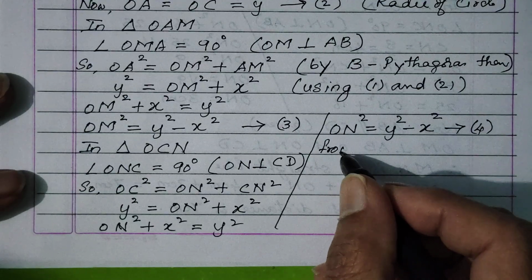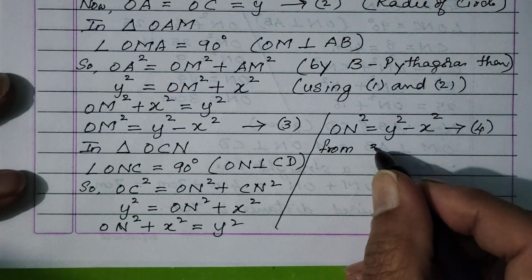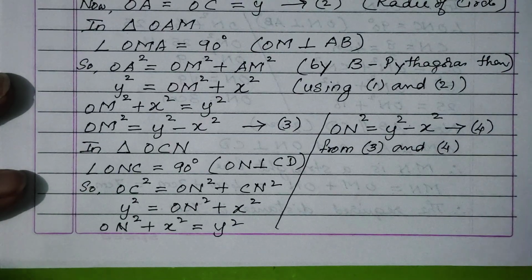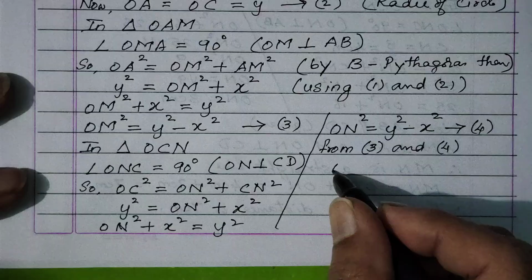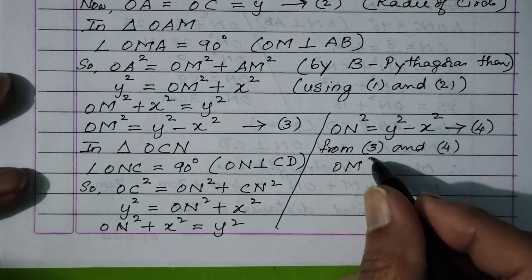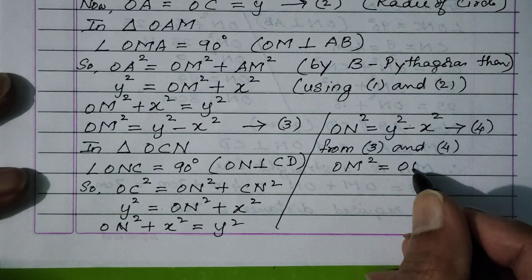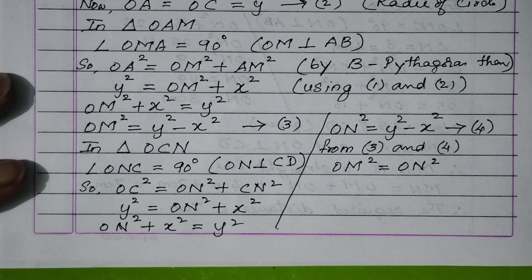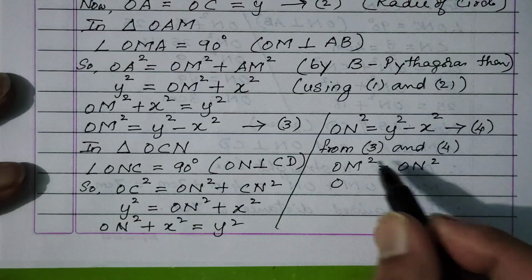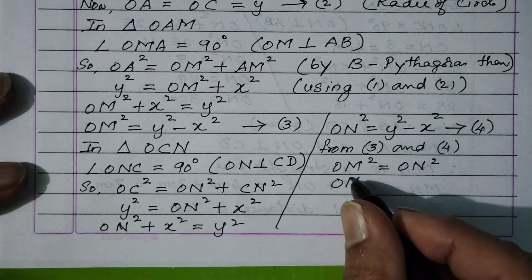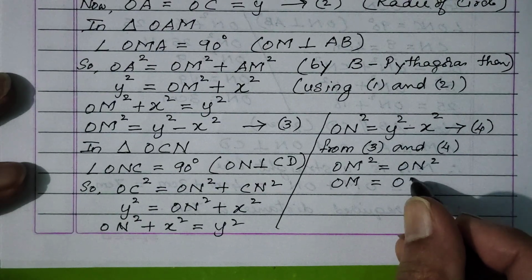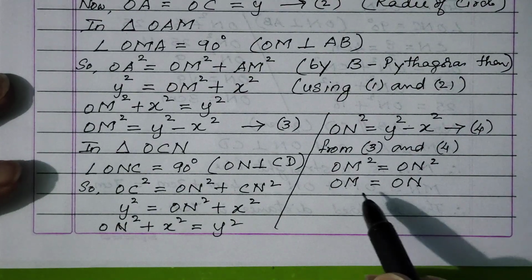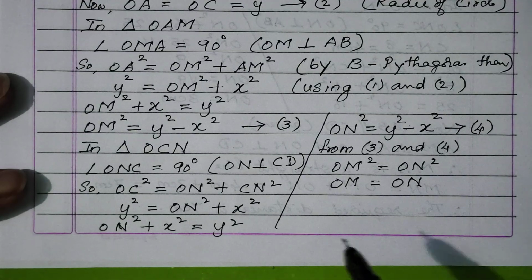From 3 and 4, OM square is equal to ON square. So OM is equal to ON, the square will get cut on both sides. So we have proved OM is equal to ON.